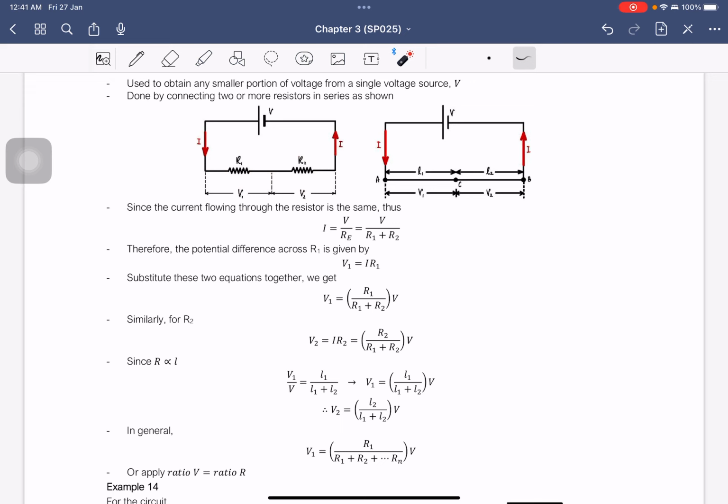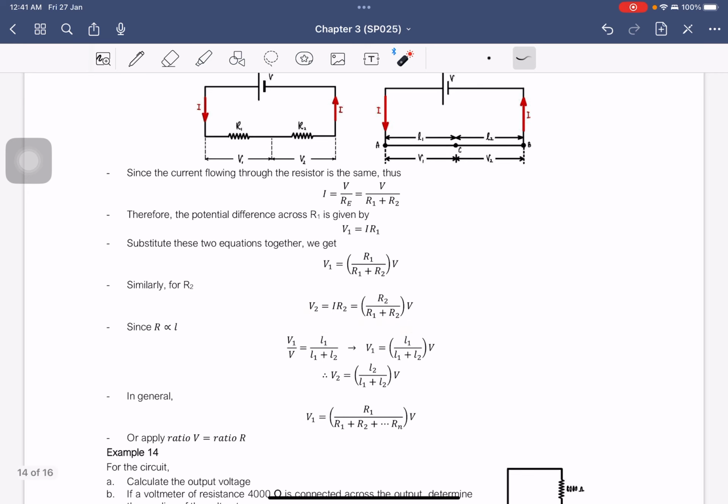So the potential difference across R1 will be given by V1 equal to IR1. Okay, so if we substitute these two equations together, we can get this formula here. For resistor number 2, we will also get this equation here when we substitute.